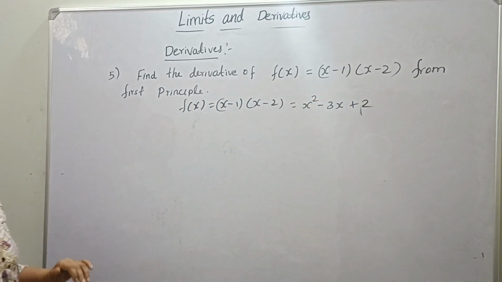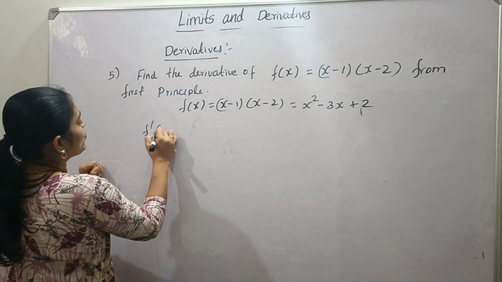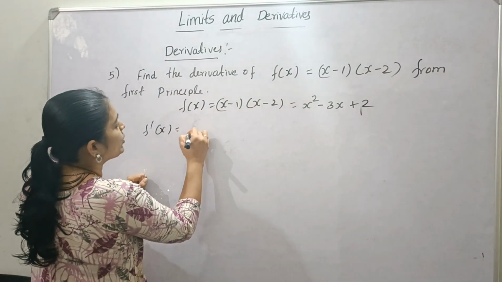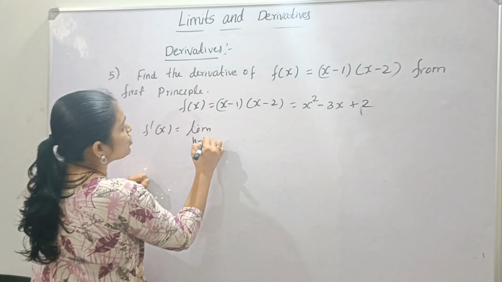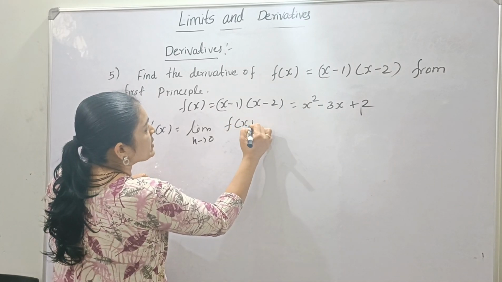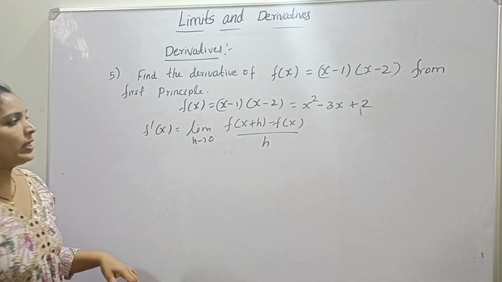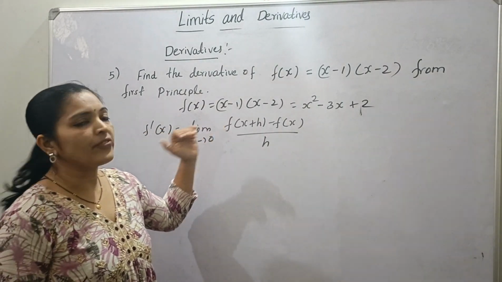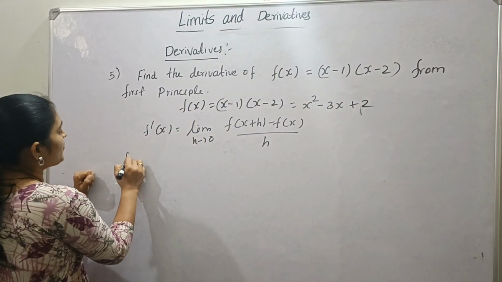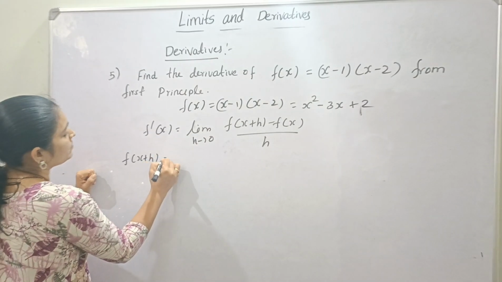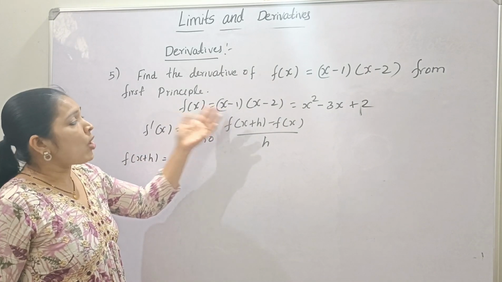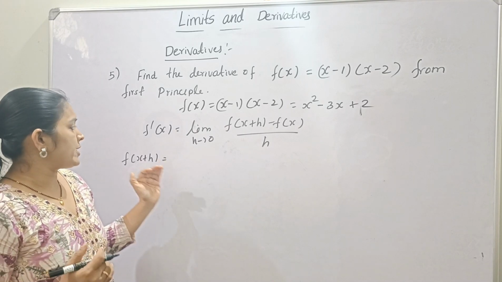Okay. Now, what is our f dash of x? Derivative of f of x. F dash of x is equal to limit h tends to 0 f of x plus h minus f of x divided by h, right? So here first let us find f of x plus h. F of x plus h is equal to, see, in place of x you should put x plus h, right?